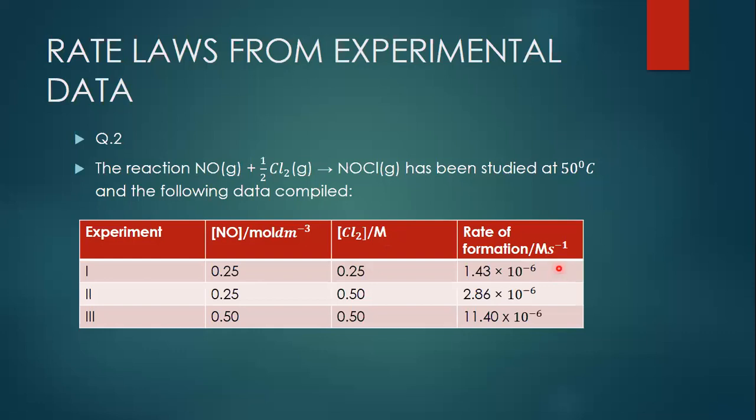We're looking at the derivation of the units later. So I've shortened the mole per dm cube to molar, big M. Okay, so this is our first experiment, and this is the rate of reaction. Our second experiment, we have 0.25 molar for the NO, and then 0.50 for the Cl2. The rate is this. And then in our third experiment, we have 0.50 for NO and Cl2 respectively. Okay, the reaction occurs at 50 degrees Celsius. So let's look at the questions.